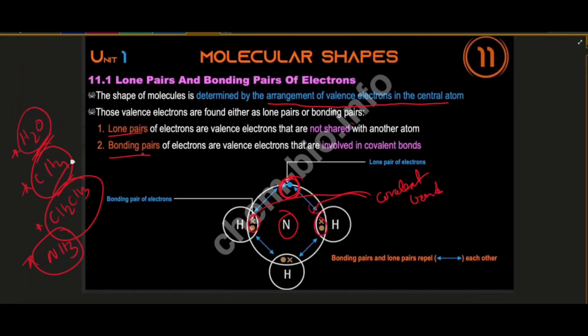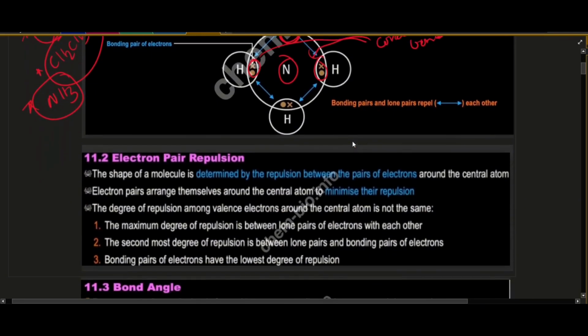Here you can see it's given that the lone pair of electrons are valence electrons that are not shared with another atom, and bonding pairs of electrons are the valence electrons that are involved in the covalent bonds. So I guess you can understand that the lone pairs are not involved, while the bonding pairs are involved. So this is one example of how molecular shape is determined.